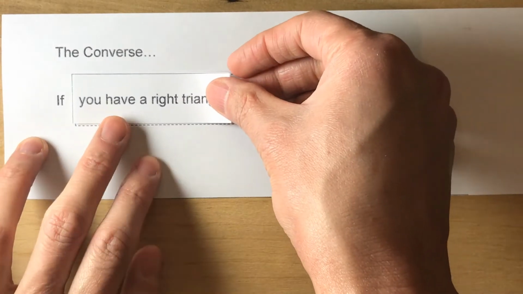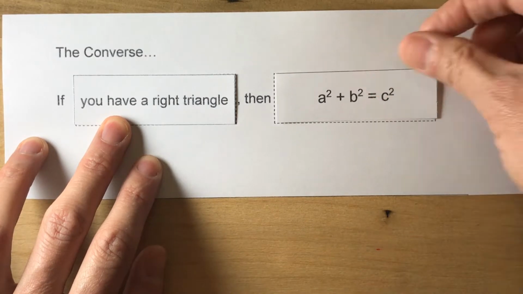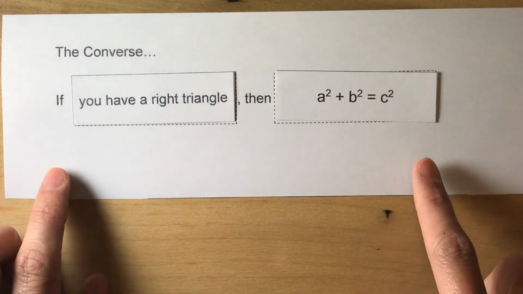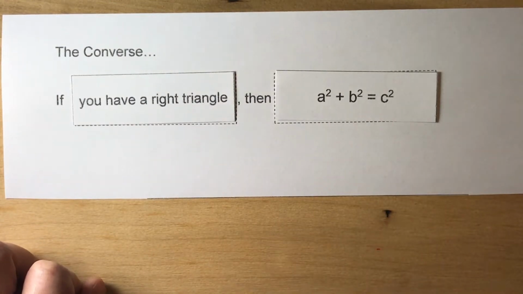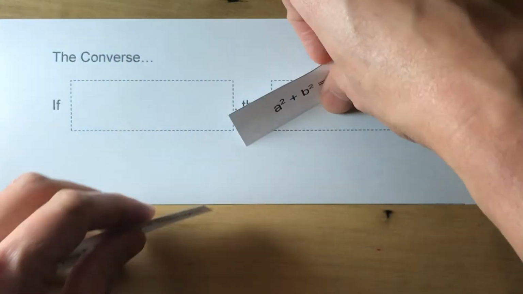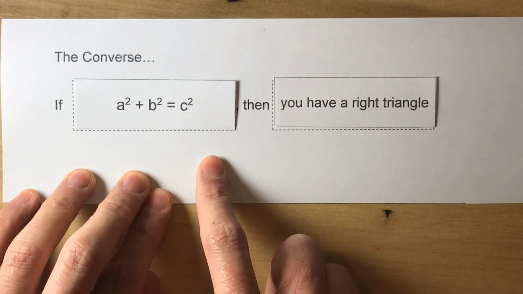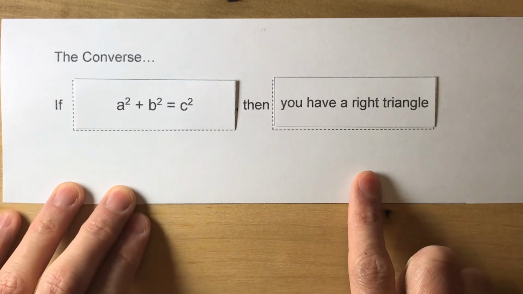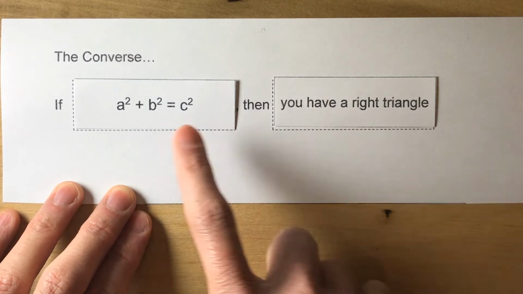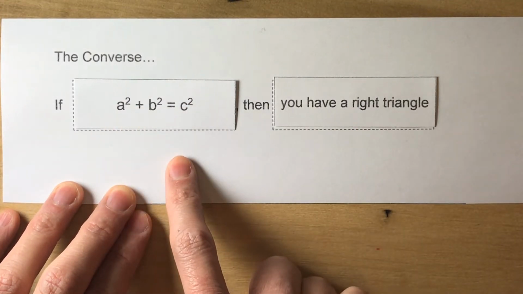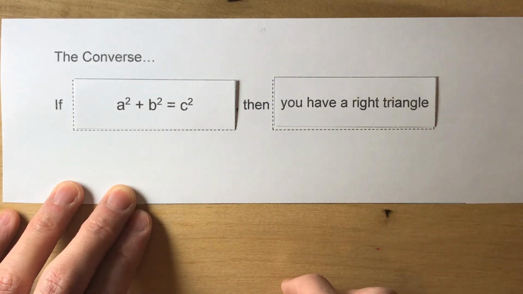So let's start with the Pythagorean theorem. If you have a right triangle, then a squared plus b squared equals c squared. That's the Pythagorean theorem. The converse of the Pythagorean theorem is when you switch these two things around. If a squared plus b squared equals c squared, then you have a right triangle. And that actually is a true statement. And this is how we test to see if a triangle is a right triangle. We try out a squared plus b squared equals c squared. If that actually works, then you know you have a right triangle. And that's what the converse of the Pythagorean theorem is all about.